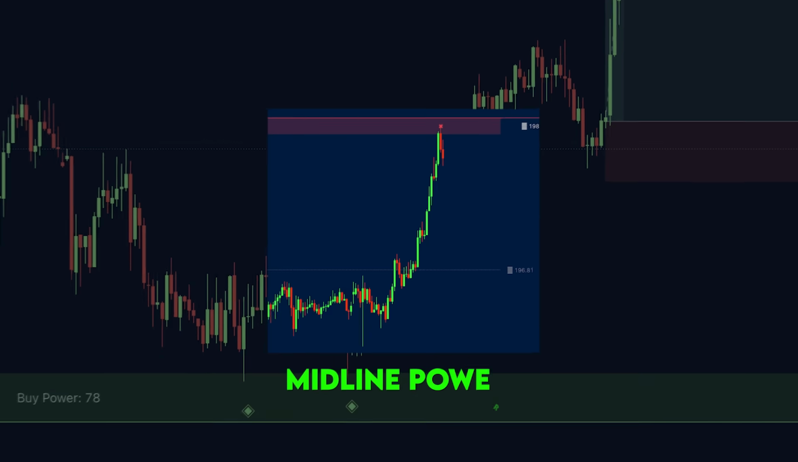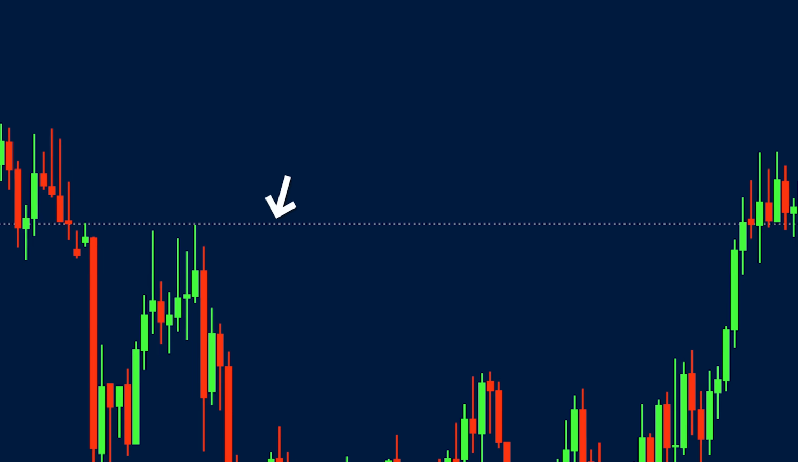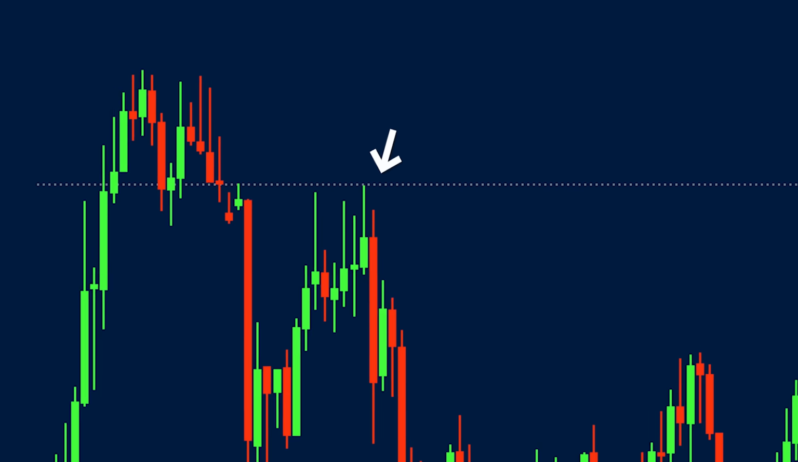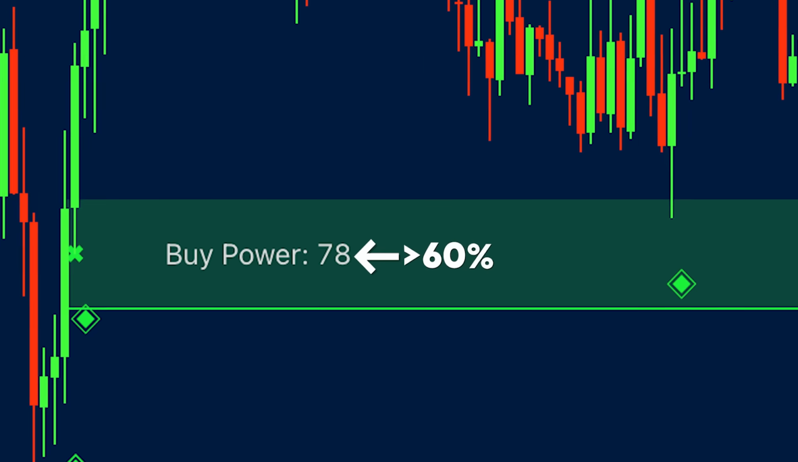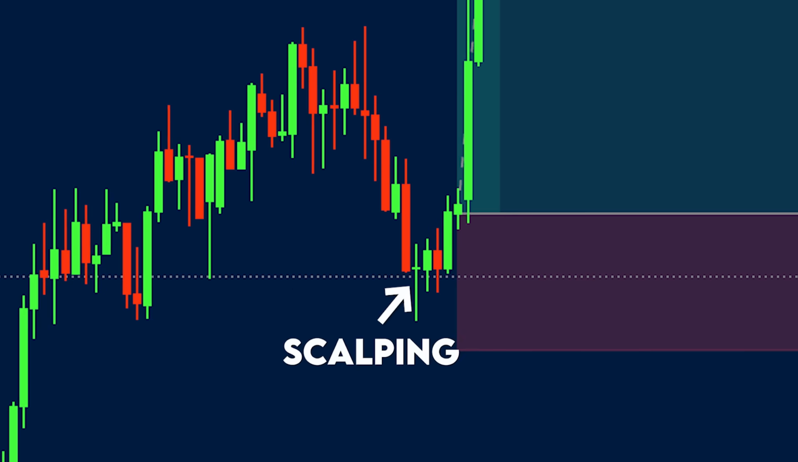Now, strategy 3, the midline power scalping, is the most profitable of the 3. It uses the midline dotted line combined with power readings. When price is between support and resistance, the midline acts as a magnet. So if buy power is strong at 60% plus and price approaches the midline from below, this creates perfect scalping opportunities to the resistance zone.